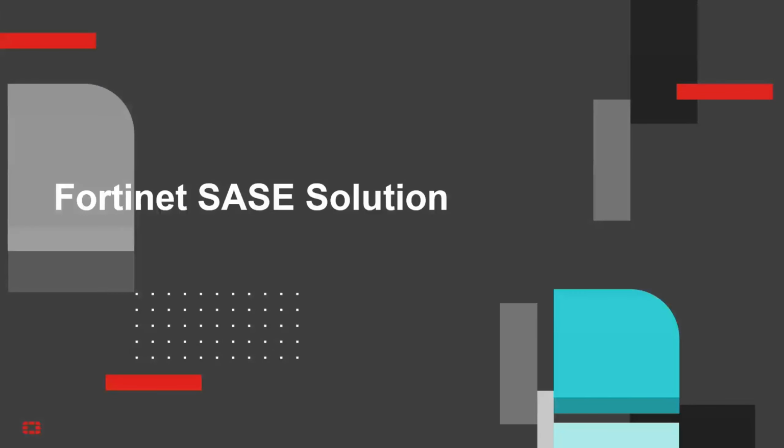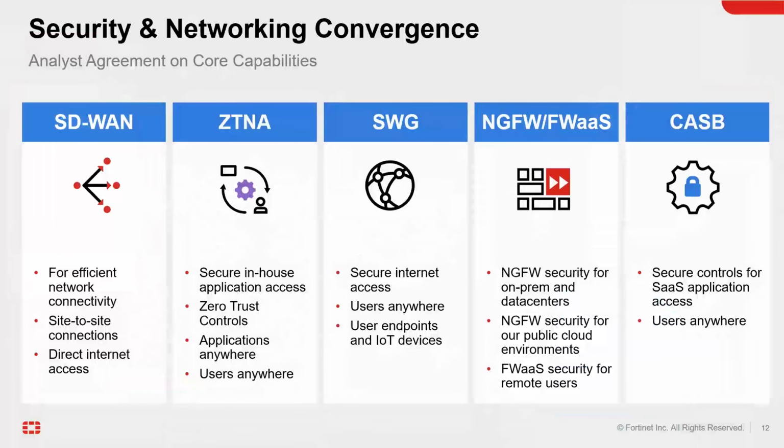So just getting on to the Fortinet SASE solution then. As I mentioned previously on the Gartner slide, these are the main core components that everyone will get when they subscribe to our SASE service. So it's SD-WAN, ZTNA, secure web gateway.